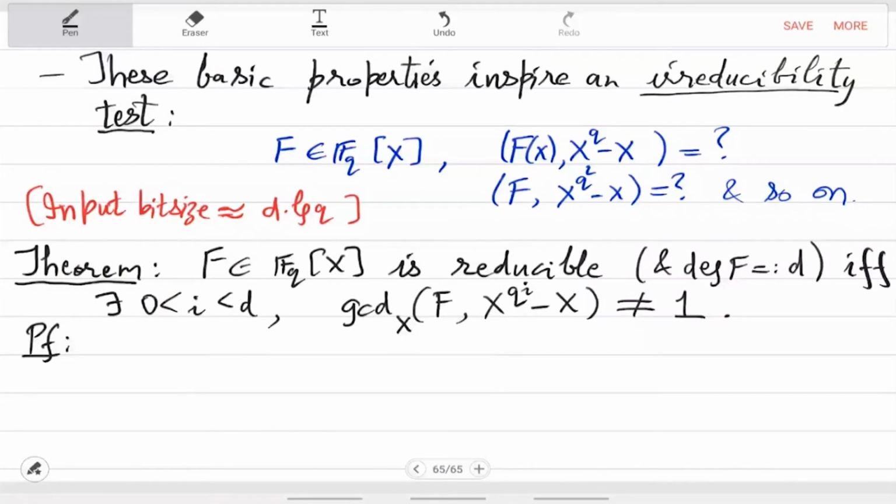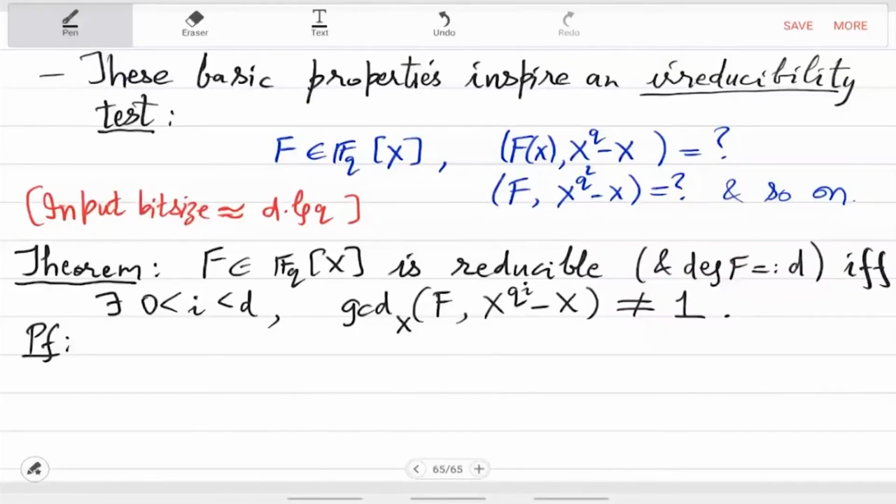Let us first look at the proof of this. Why is this thing true? Then you should answer this question. Sir, if we get a quadratic irreducible f, then in the extension q square we will be getting a root of that. Yeah, that is the idea.